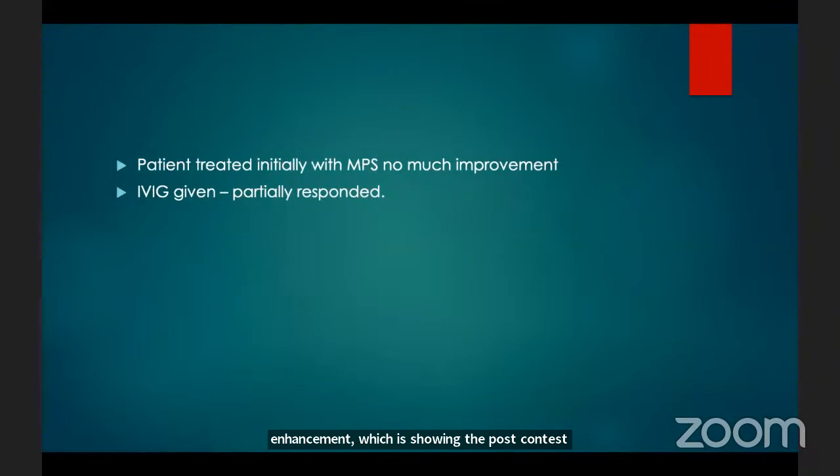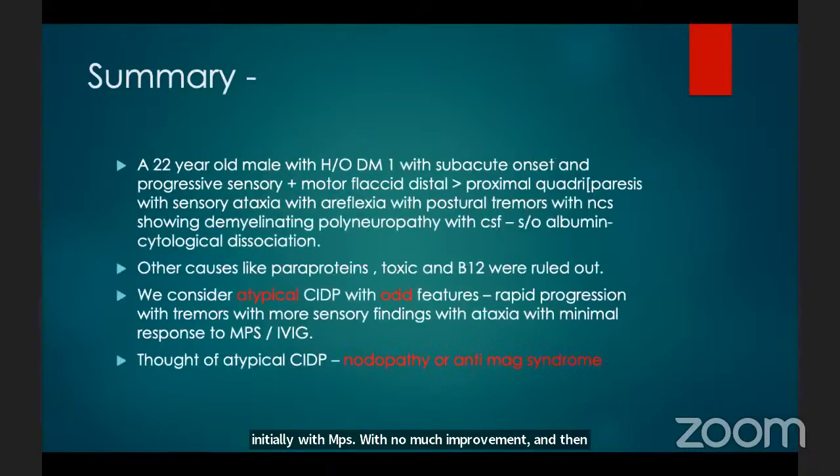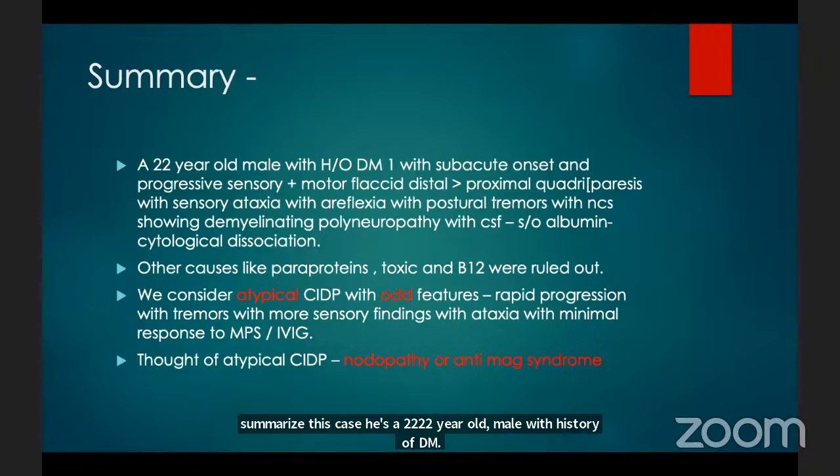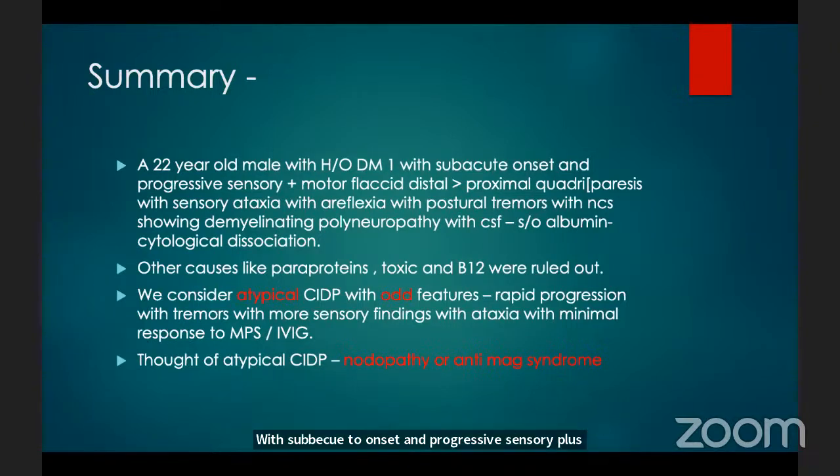The patient was treated initially with MPS with not much improvement, and then the patient was given IVIG and responded partially. So to summarize this case, he is a 22-year-old male with history of DM with subacute onset and progressive sensory plus motor flaccid type of quadriparesis, distal more than proximal, with predominant sensory ataxia, with areflexia, with postural tremors, with NCV showing a demyelinating polyradicular neuropathy, with CSF showing albuminocytological dissociation.